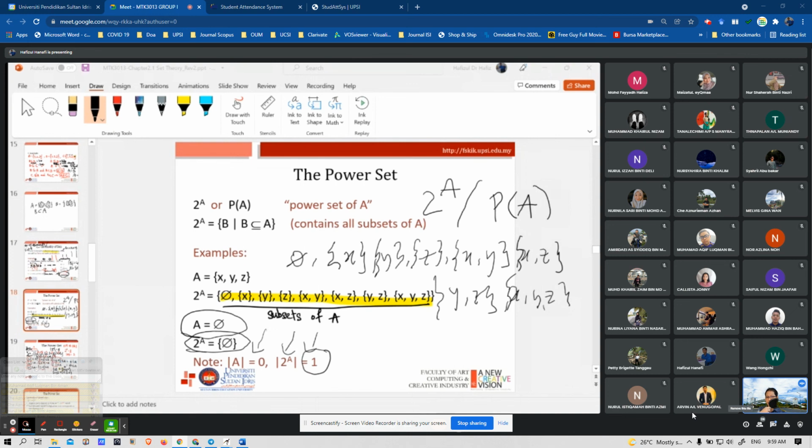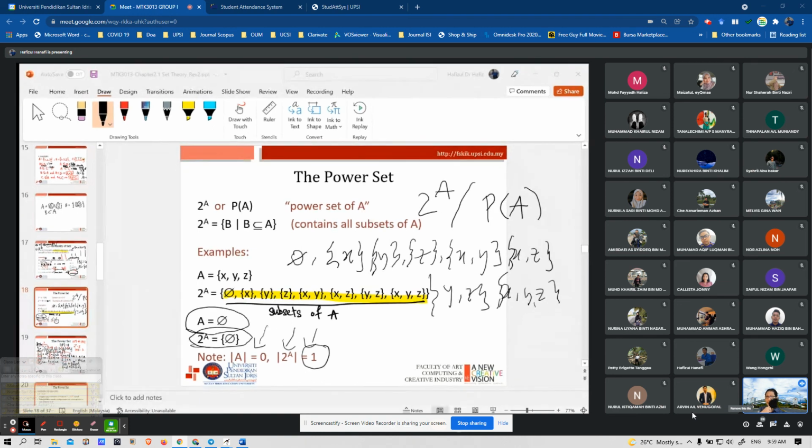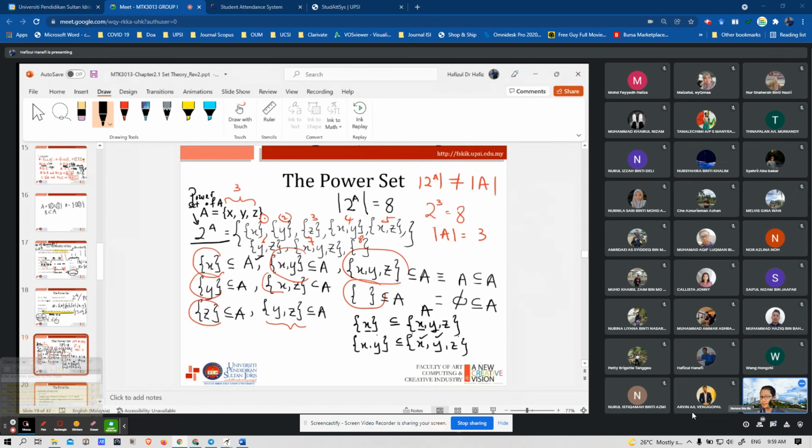In mathematics, the power set of S is the set of all subsets of S, including the empty set and S itself. In axiomatic set theory, the existence of the power set of any set is postulated by the axiom of power set. Okay, and then we look at another slide. This one is the power set.